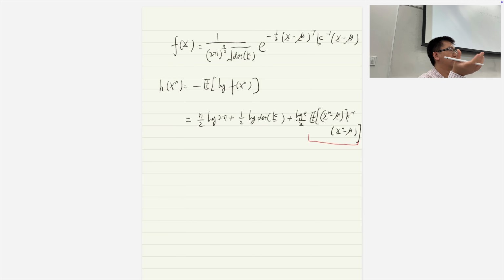Normally when you see this kind of thing, we have something very symmetric, x minus mu here, and something in the middle. The only troublemaker is this K inverse, this inverse matrix. If you don't have that, then it's not a big problem. But now the problem is that. We have a normal trick to deal with that. Has anybody seen that before, from your random process class?